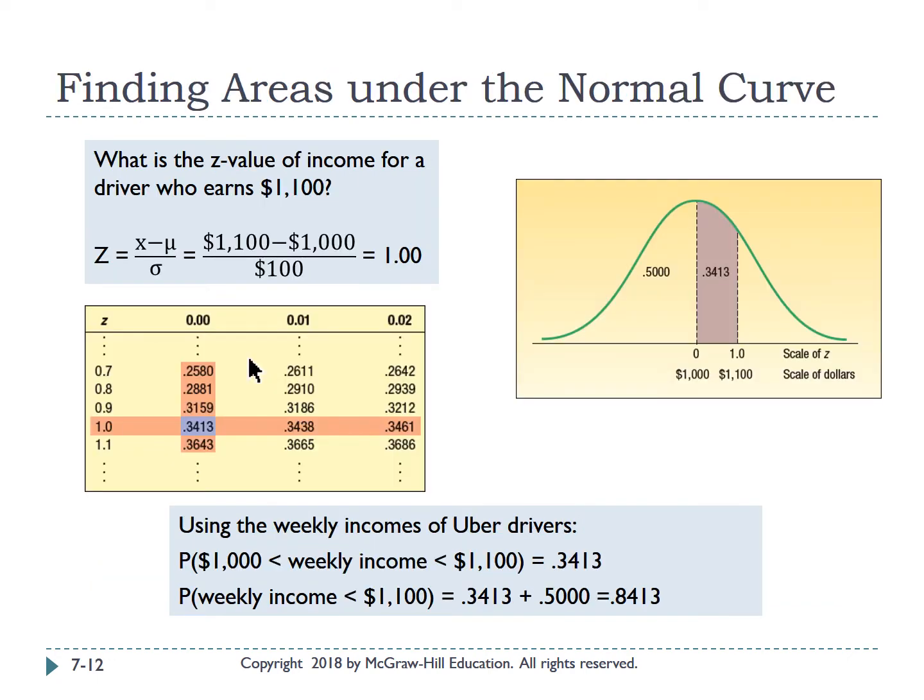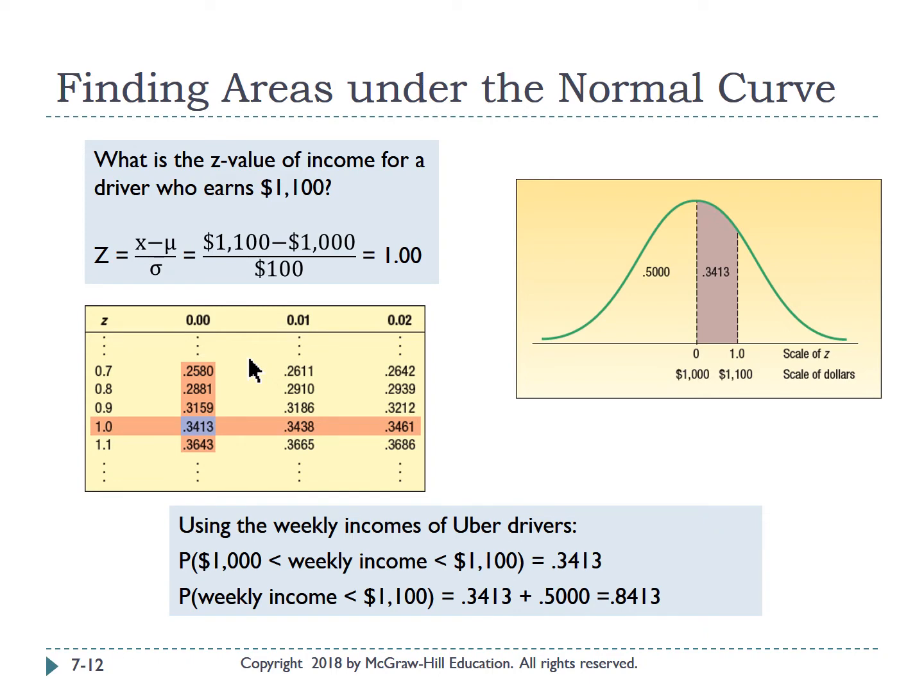Finding areas under the normal curve. What is the Z value of income for a driver who earns $1,100? To find Z, we use its formula. Z equals X minus mu divided by sigma. Substituting X equal $1,100 minus mu, which is 1,000, divided by sigma, which is 100. Use your calculator, the answer is 1.